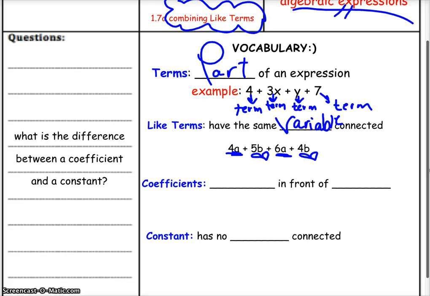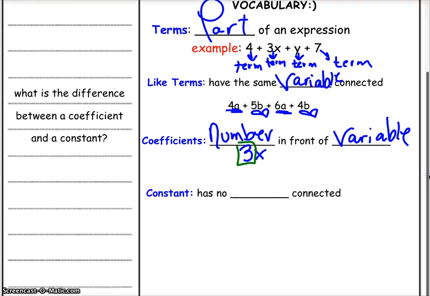Coefficients is a huge vocab word. It is the number that's in front of a variable. It's not the whole term. It's just the number in front of the variable. So if I had 3x, the coefficient is 3, not 3x. It's just 3. There should be no letters. It's not a letter. If I had 4 minus 6x, my coefficient is the number that's in front of the variable right here, but that's where it got tricky. My coefficient is a -6 there.